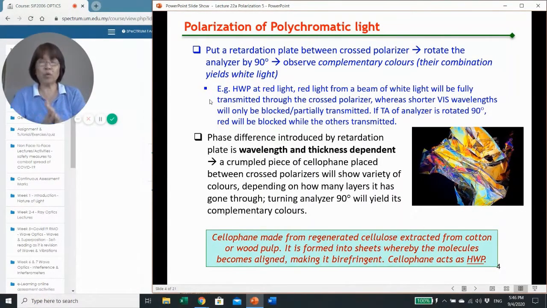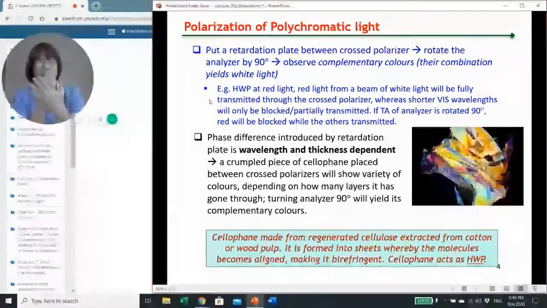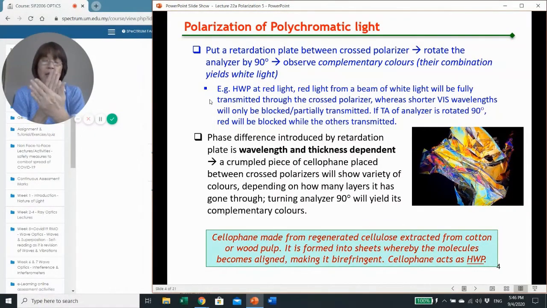Now, for example, if you take a half-wave plate, the red light that comes from a beam of white light will be fully transmitted through the cross polarizer, whereas the shorter visible wavelengths will be blocked or maybe partially transmitted. Now, if the TA, the transmission axis of the analyzer, is rotated by 90 degrees, then the red will be blocked while the others will be transmitted. We will make a demonstration afterwards.